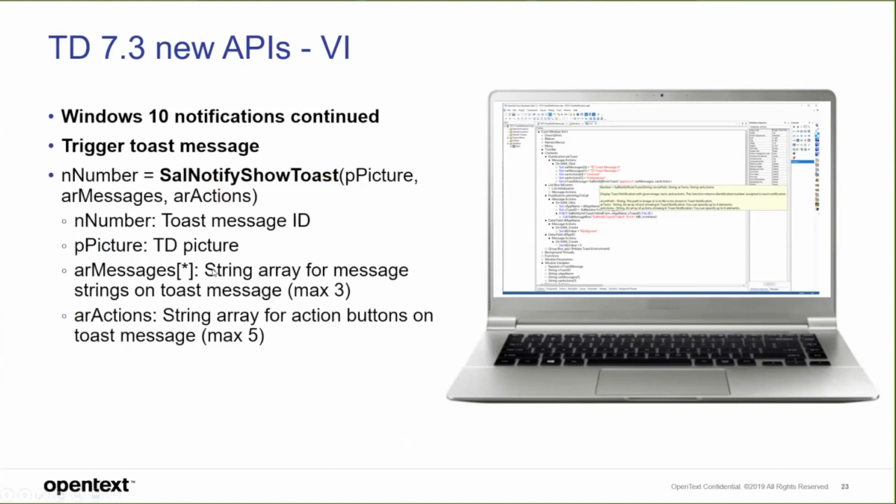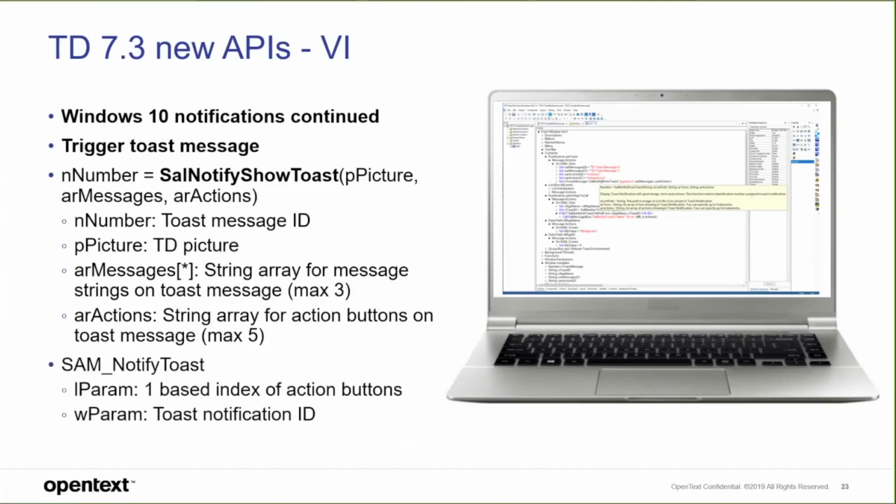And so 3 messages can be displayed there, and you have 5 actions, and these all include an action button. So you should have like short yes, no, cancel, call me, delay, things that you get a button for then, and you can then trap or react on SAM_NotifyToast.